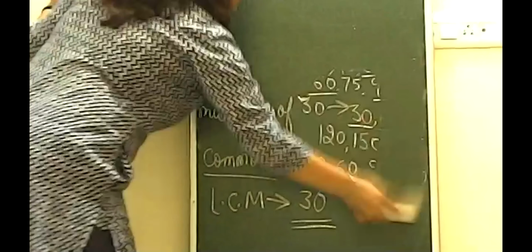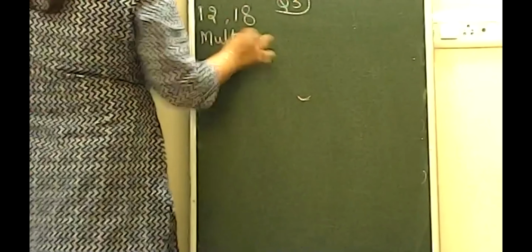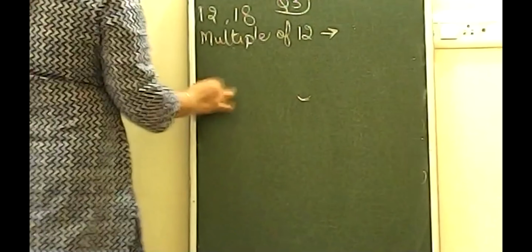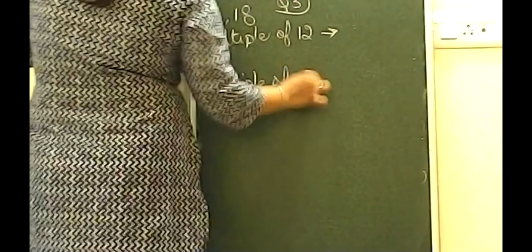Now suppose you get a number, for example, because question number 3 says you have to find 3 common multiples. Your question is telling that you have to find out 3 common multiples. And suppose the question comes like 12 and 18. If this question comes to you, like question number 3 I am talking about, then what you do is first write down the multiples of 12, and also you will write down the multiples of 18. Okay?